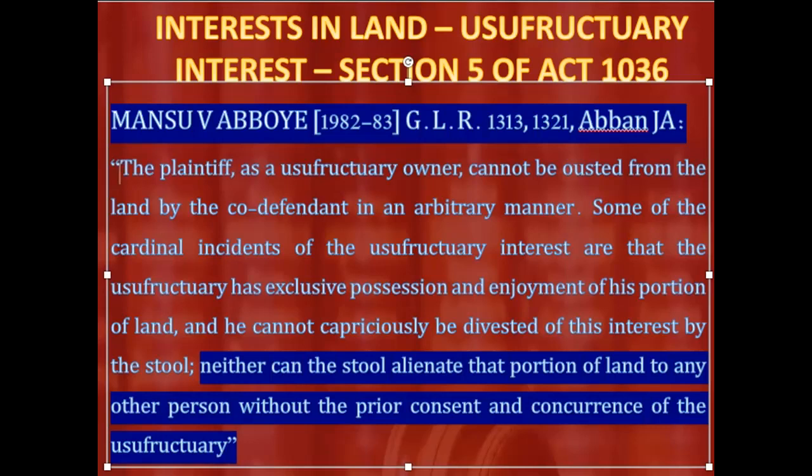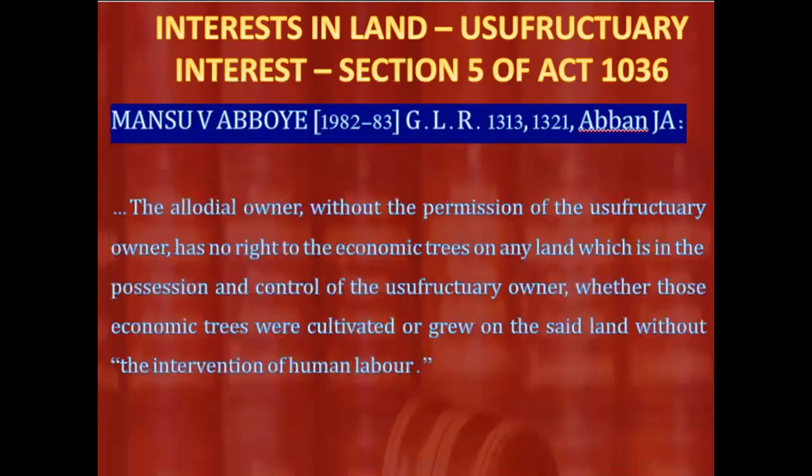The allodial owner, without the permission of the usufructuary owner, has no right to the economic trees on any land which is in the possession and control of the usufructuary owner, whether those economic trees were cultivated or grew on the land without the intervention of human labor." Quote ends. So what are they telling us over here?